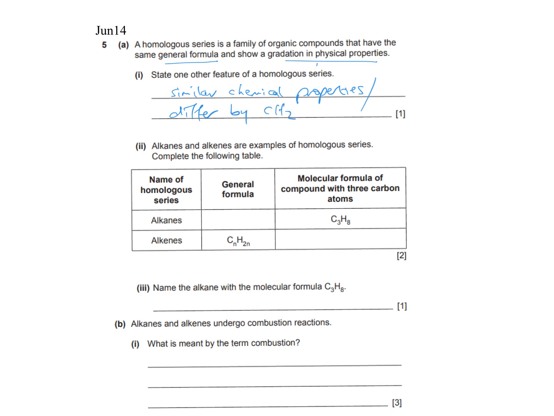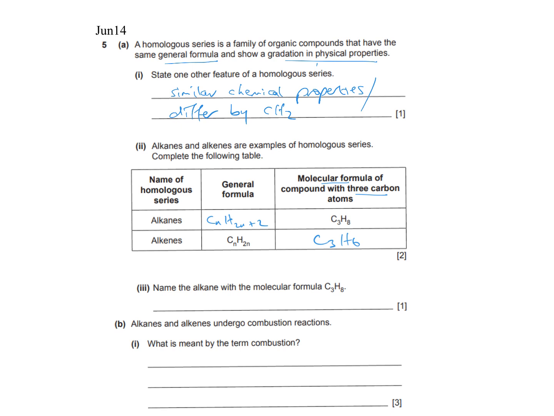Next part then, we have to fill in this table. So the general formula for alkanes is CnH2n plus 2. And for the alkenes, the molecular formula of the compound with 3 carbons is going to be C3H6. Part 3, name the alkane, that is C3H8.